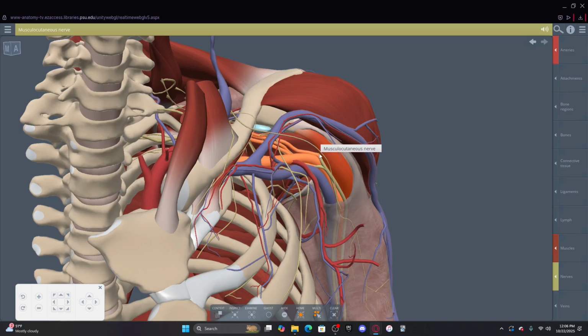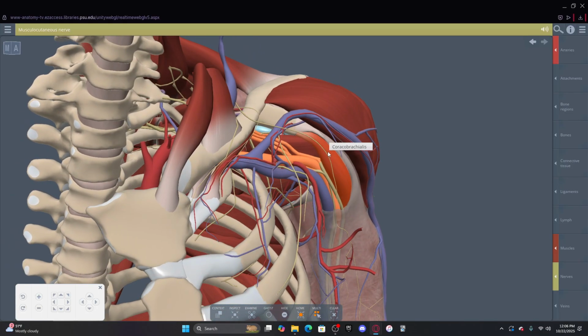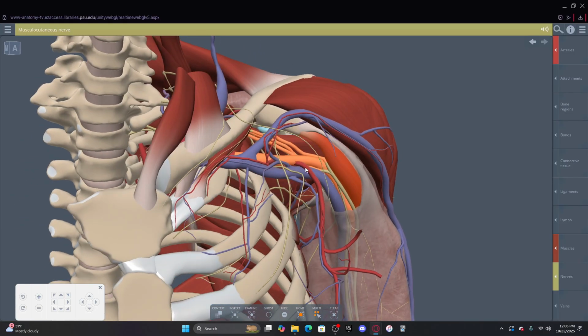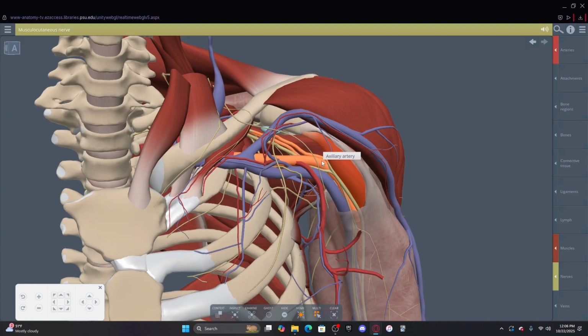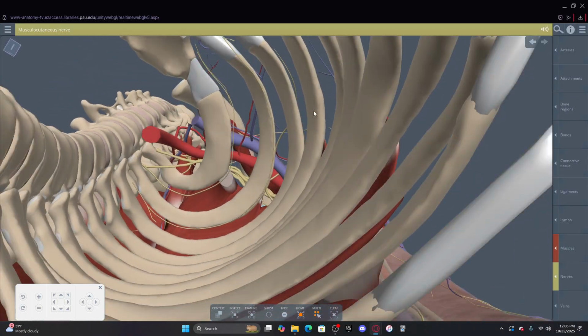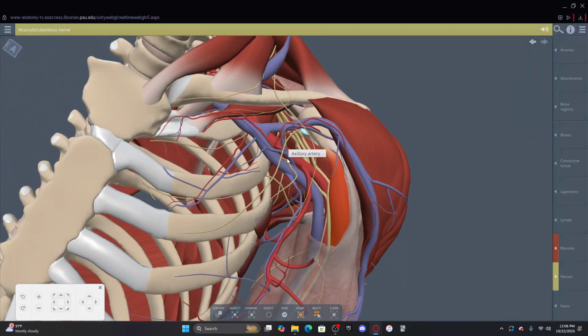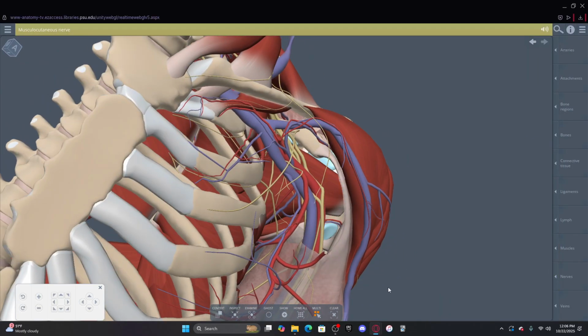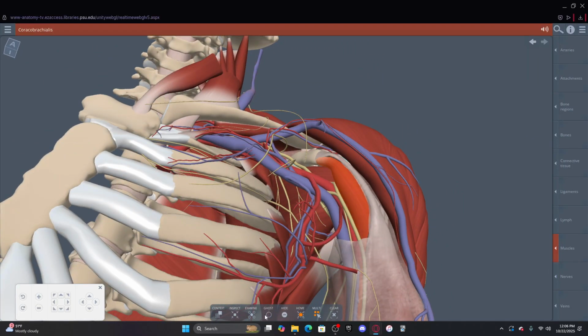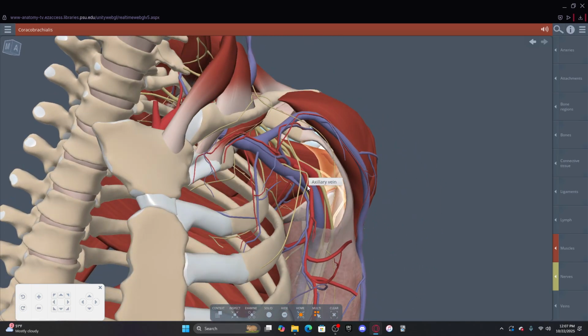So it's going into coracobrachialis. I'm going to deselect all of the other cords here, just so I can show you that. Hide, ghost, so we can see the musculocutaneous nerve.